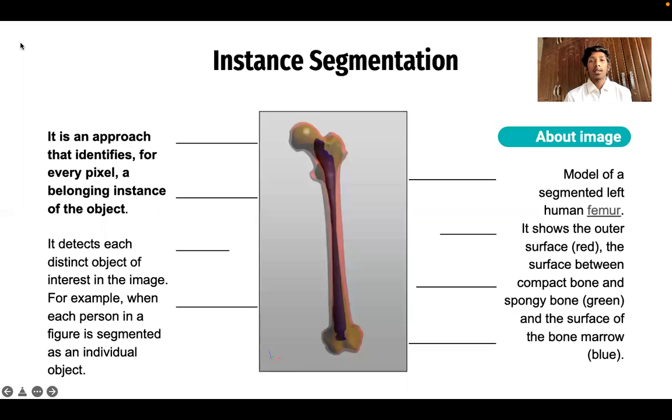So what is instance segmentation? First of all, we'll see the image. What is this image? It is the model of a human femur. It shows the outer surface, which is in red color, the surface between the compact bone and the spongy bone, which is in green color at the top, and the surface of the bone marrow, which is in blue color. You may see, it is an approach that identifies, for every pixel, the belonging instance of the object. This detects each distinct object of interest in the image. For example, each person in a figure is segmented as an individual object. I'll clearly explain.